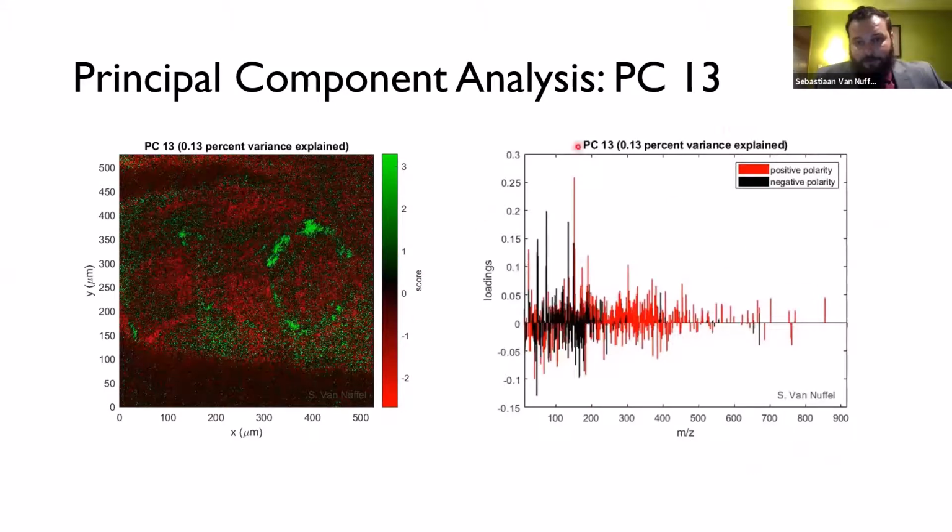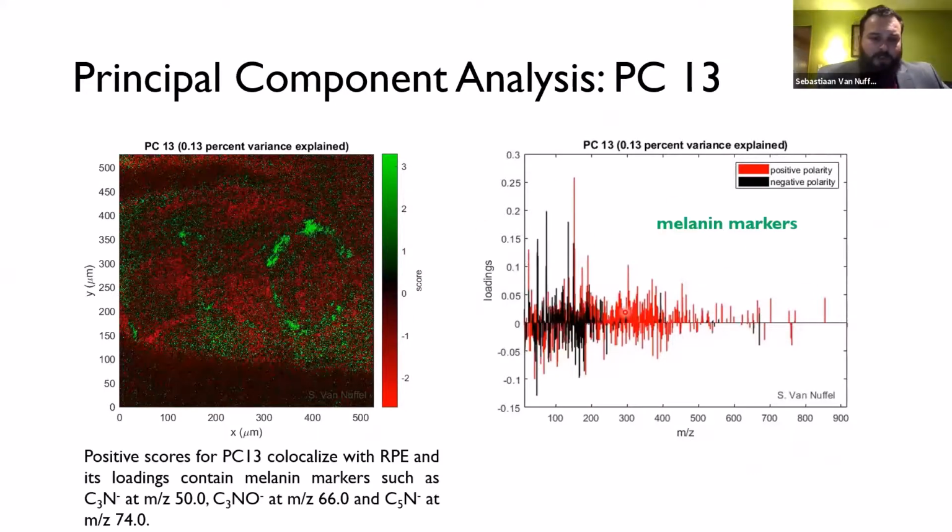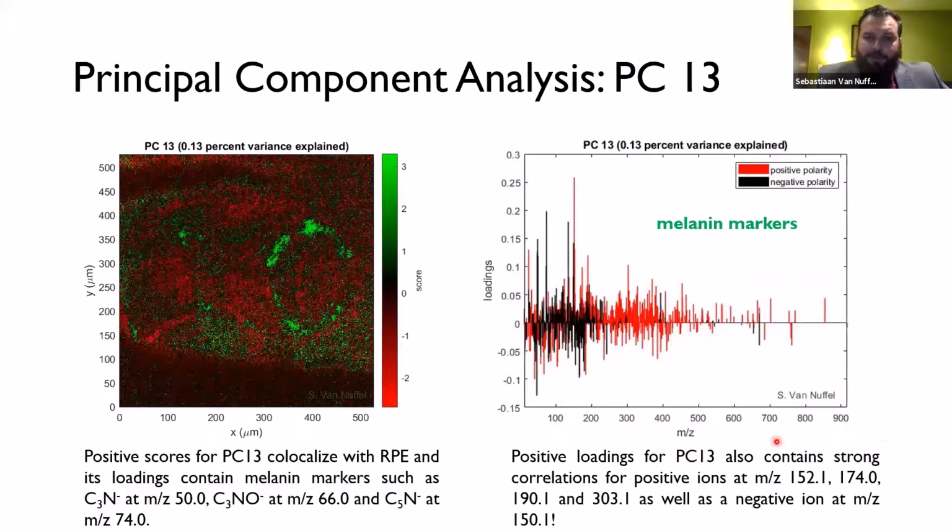So what kind of ions do we find in our positive loadings? Well, we find known melanin markers from the literature. So these are a couple of low mass markers, C3N-, C3NO-, C5N-. And these were already known. However, we also found very strong correlations for positive ions at 152, 174, 190, 303, and also a negative ion at 150. And these have not been reported in the literature.